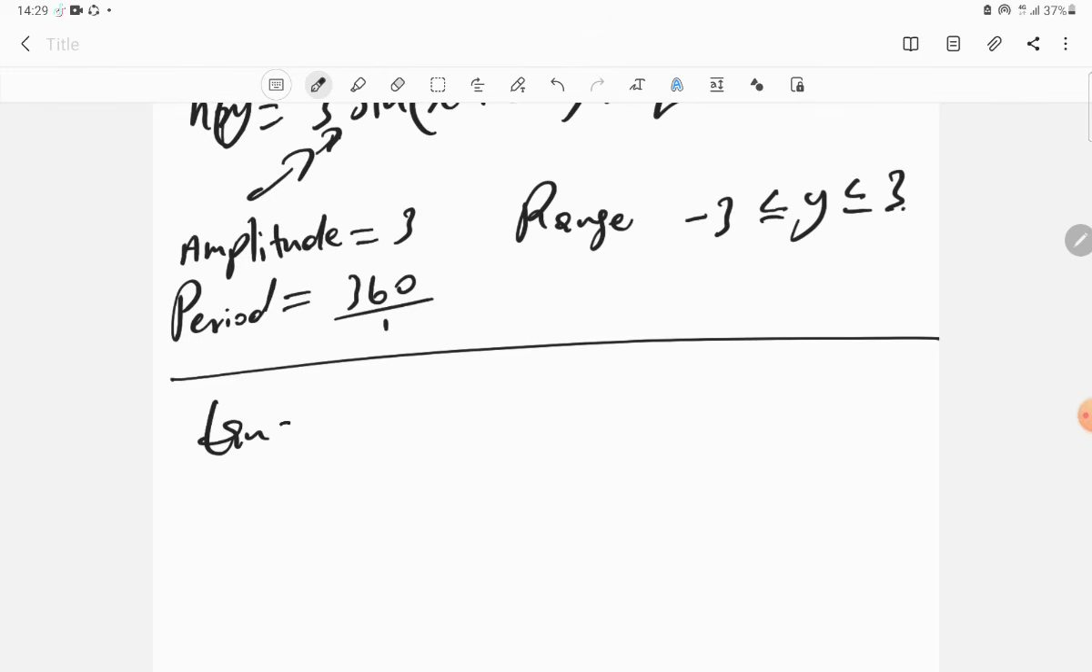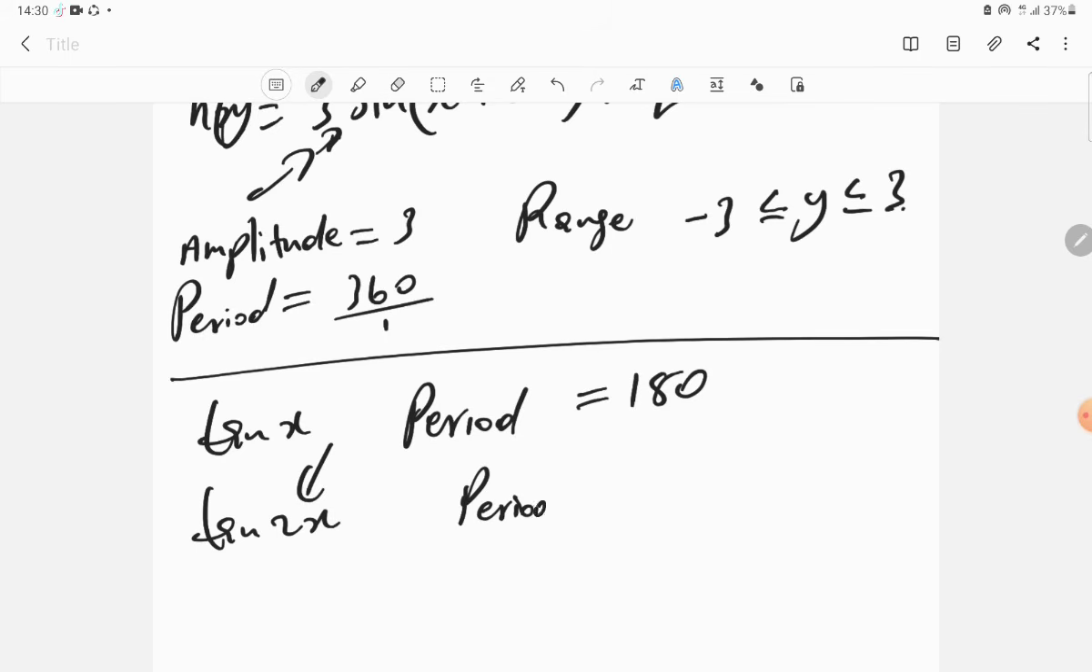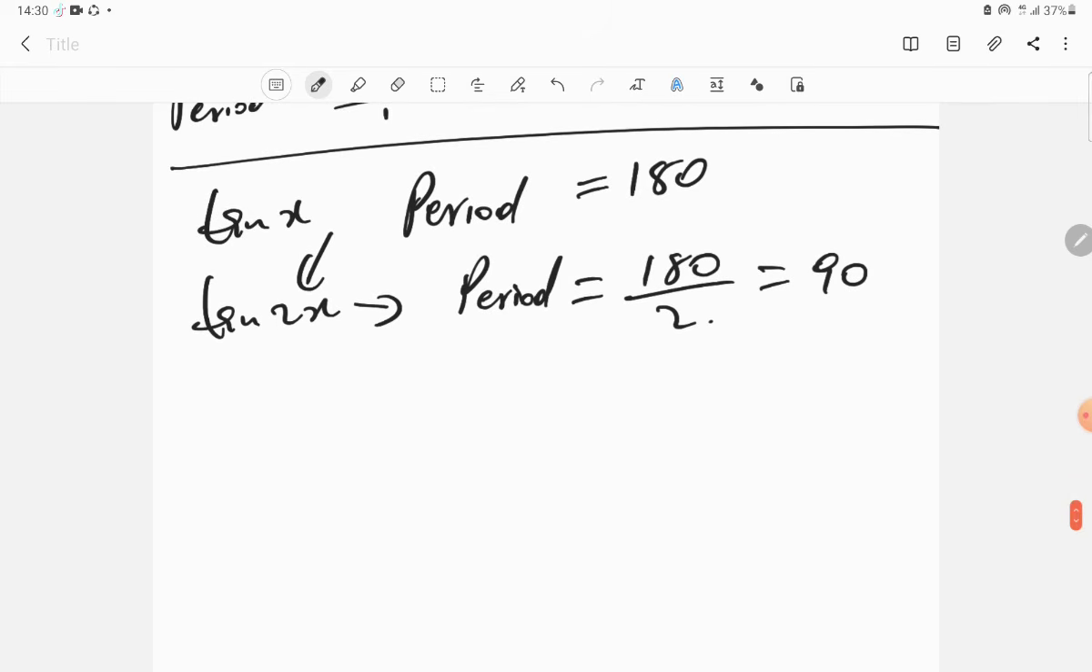What happens to tan? When you have tan x, we spoke about the period of this graph. The period of tan x is 180. Otherwise, the period of tan 2x, this is the b that we spoke about, is going to be 180 divided by whatever value of b there. So this is what we have. The period of this graph is going to be just 90. So this is how the period is changed.